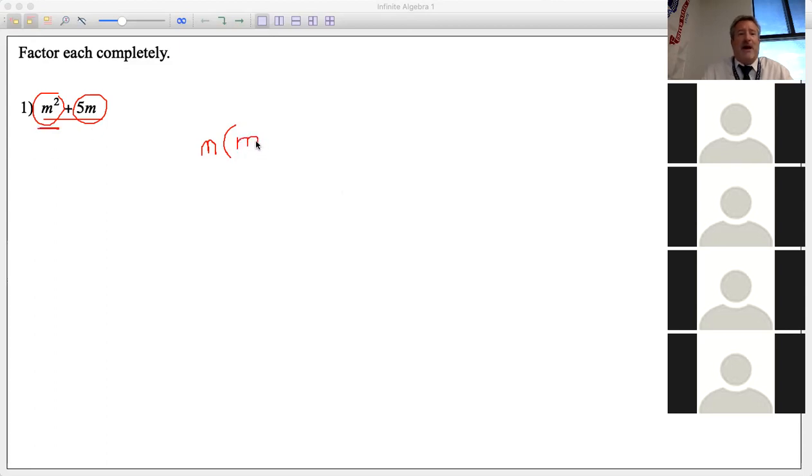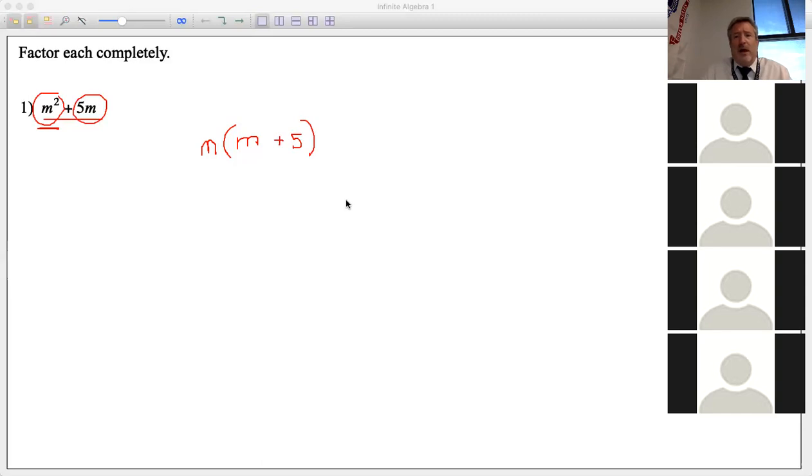In other words, I'm dividing out an M from the first term, and I'm going to divide out an M of the second term. So if I divide an M out of the second term, what times M is 5M? Well, that would be a positive 5. This is really the distributive property in reverse. And so this is the final answer right here, M times the quantity M plus 5.